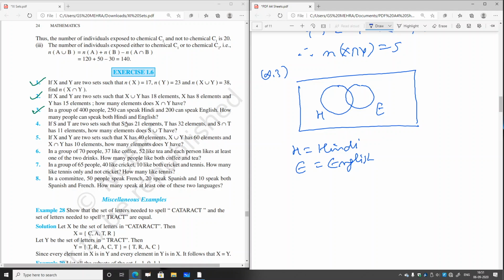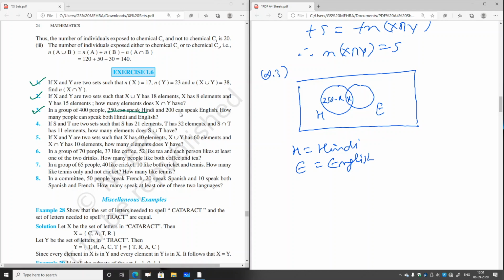Now, in a group of 400 people, 250 can speak Hindi and 200 can speak English. How many can speak both Hindi and English? So 250 can speak Hindi. We do not know how many in Hindi can speak even English also. So let this be X. So total is 250, 250 can speak Hindi. So this will be 250 minus X.